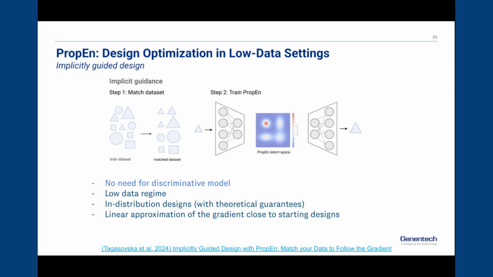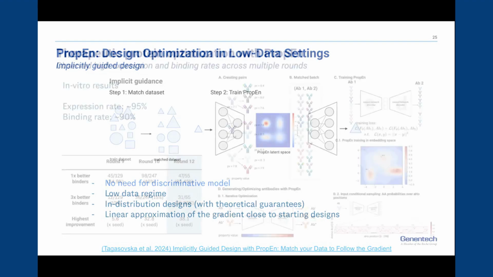It doesn't propose designs that are out of distribution. It has no problem with rugged property landscapes. It's a very general approach, so you can use it not only for antibodies, but you can train a similar model for other drug modalities. And we call it property enhancer because it can explicitly learn to approximate the gradient of improvement.